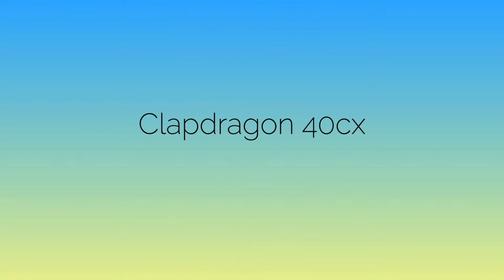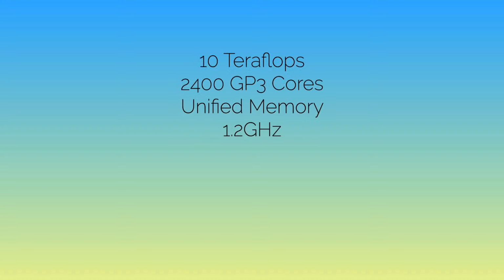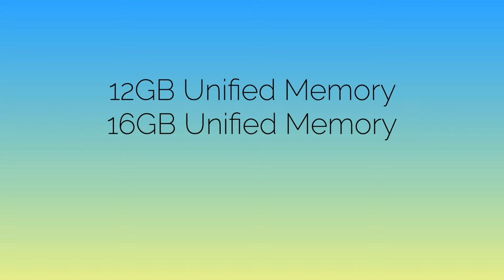When it comes to power, we put in our new Snapdragon 40CX processor here, with 10 cores and 20 threads at a 4 GHz clock speed, and it's our first ARM v9 Neon Dream. And it has our Neon G30M graphics, with 10 teraflops, 2400 GB 3 cores, unified memory and 1.2 GHz clock speed. And obviously that unified memory is less memory that performs better.